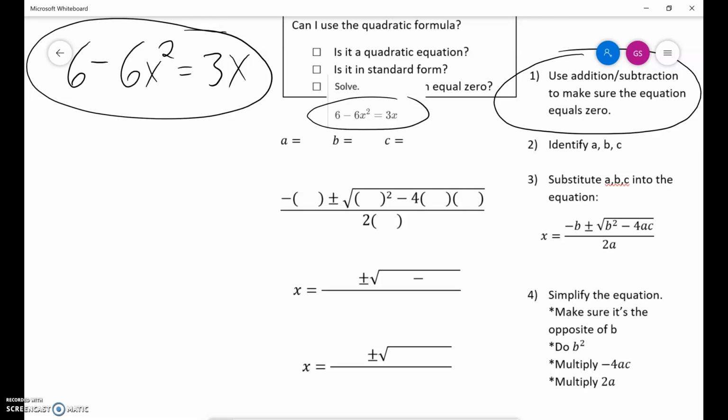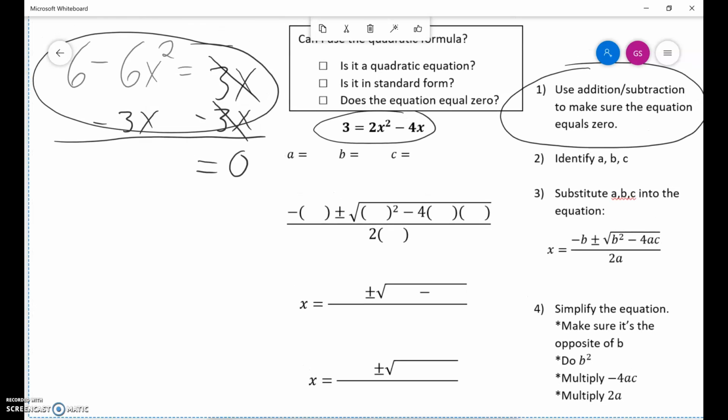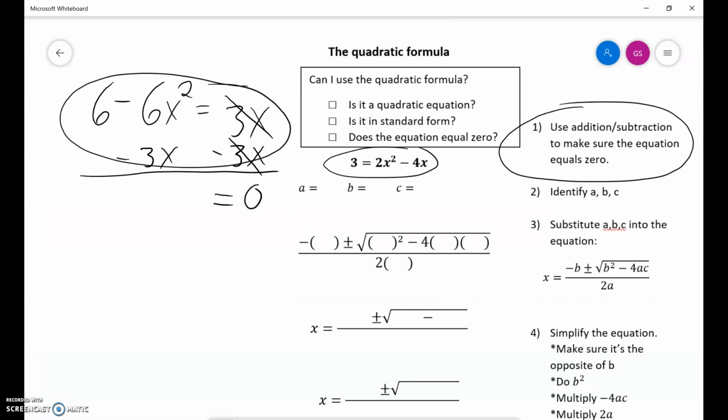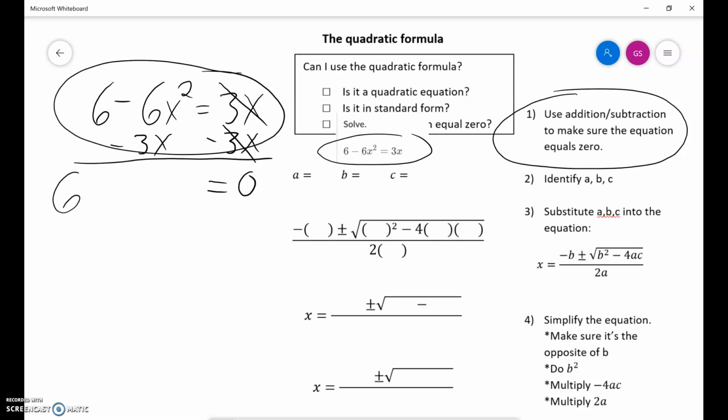Okay, so there's a couple ways you could have started this. The easiest way is just to subtract 3x from both sides, because that'll cancel both of these out, and it will then equal 0. Now you can see this negative 3x and that negative 6x squared, they're not like terms, so you can't combine those. So you're going to have 6, and then negative 3x and negative 6x squared, okay?